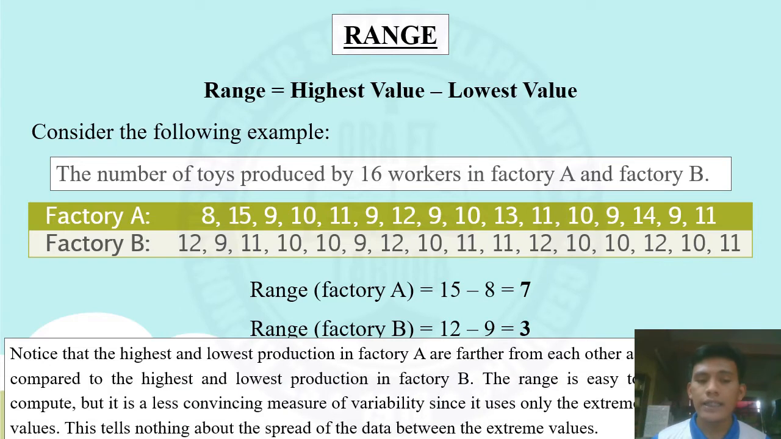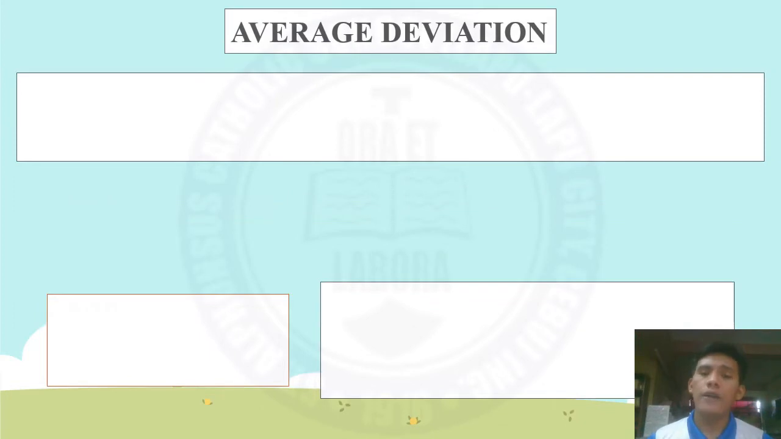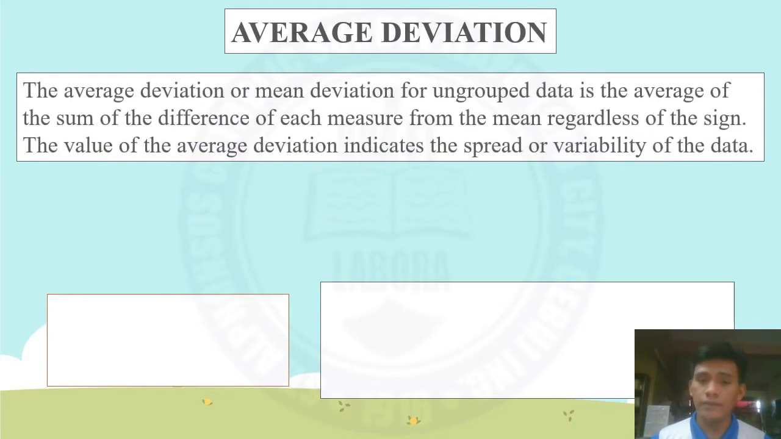Notice that the highest and the lowest production in factory A are farther from each other compared to the highest and lowest production in factory B. The range is easy to compute, but it is a less convincing measure of variability, because it only uses the extreme values. It tells nothing about the spread of data between the extreme values. Now for the average deviation.